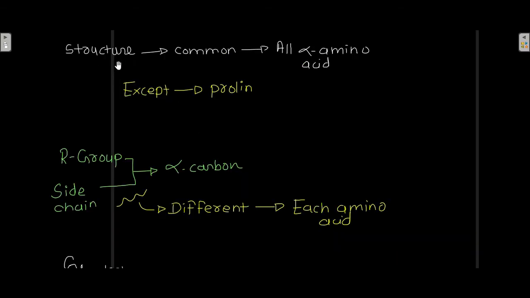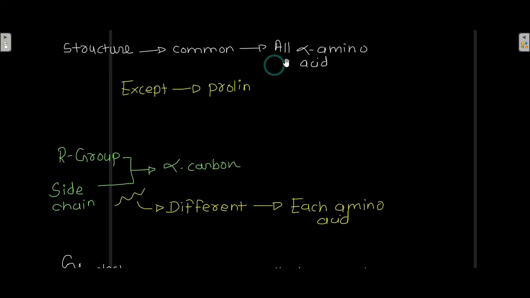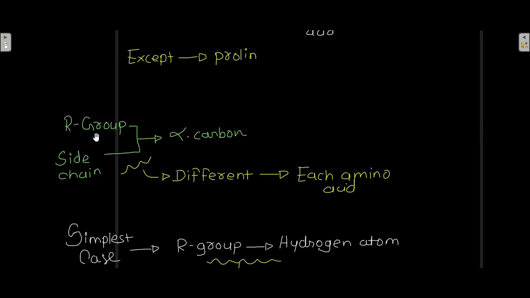Now that structure of amino acid that we just saw is common for all alpha amino acids except proline. Proline doesn't have that structure. Except proline, all the alpha amino acids have that structure that we just saw. Now this R group or side chain that has been attached to the alpha carbon is different in each amino acid. Okay, different amino acids have different side chains.